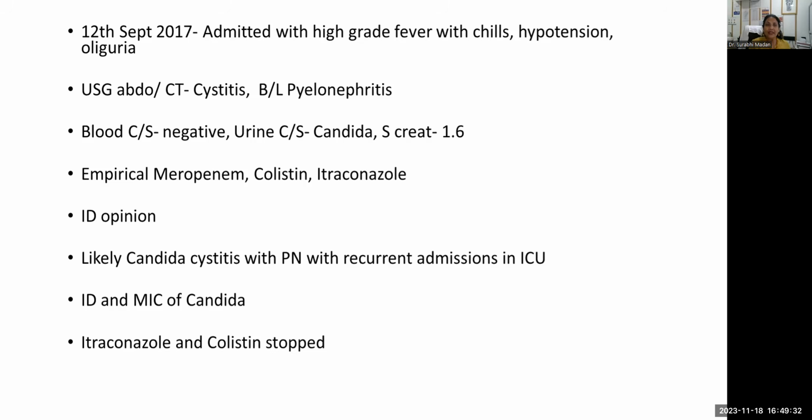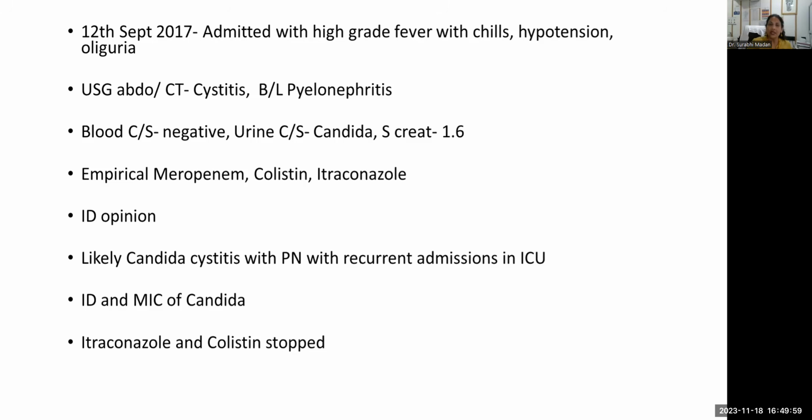So looking at this history, where he has urine cultures growing Candida again and again, and this is a patient who has received a lot of antibiotics without any significant response. This is the second admission in the ICU. So this is likely Candida cystitis with pyelonephritis, which is getting complicated by sepsis-like episodes again and again. And this is a very, very difficult syndrome.